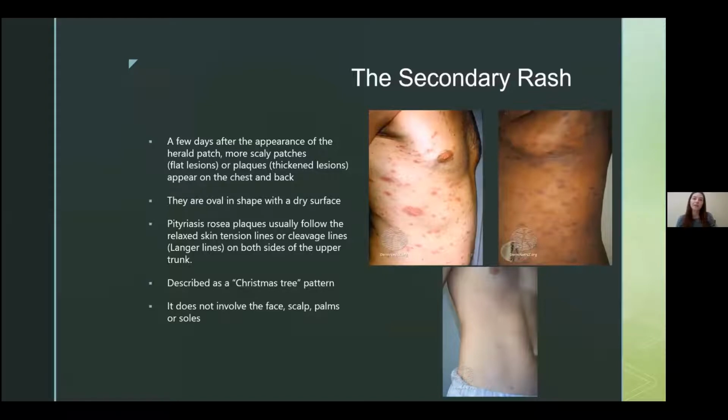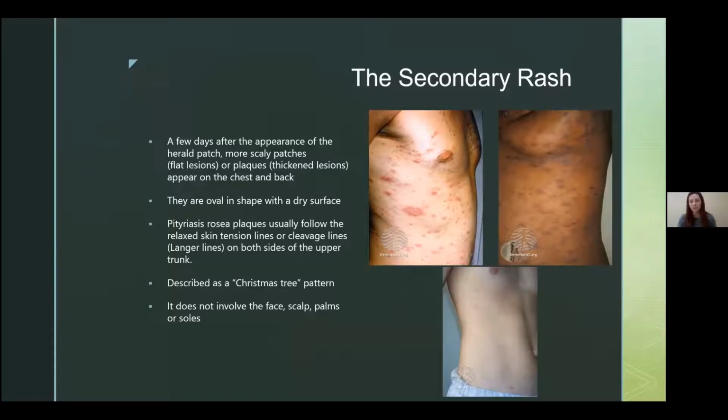And then you have the secondary rash, which is the rest of the rash, which presents days after the initial one. And you normally would see that a lot on the chest or the back. And these are oval and they have a little scale to them as well. And so the reason why we say this is a Christmas tree distribution is because it follows the natural skin tension lines, which we call Langer lines. Our skin actually has normal tension lines that it has. And sometimes you may see diagrams of this in the future.